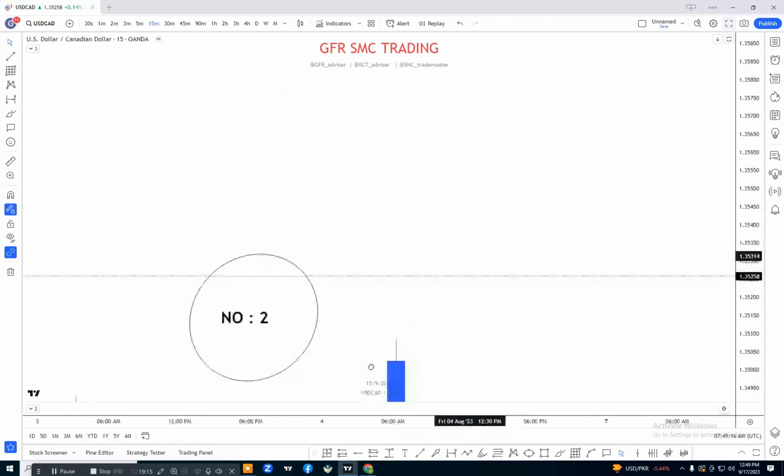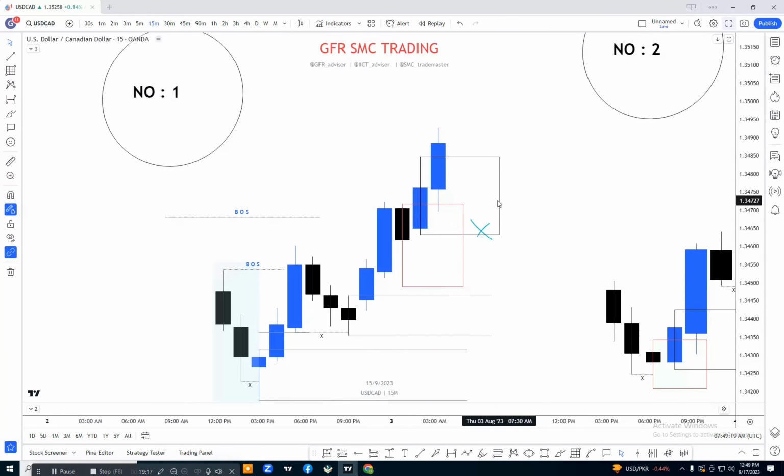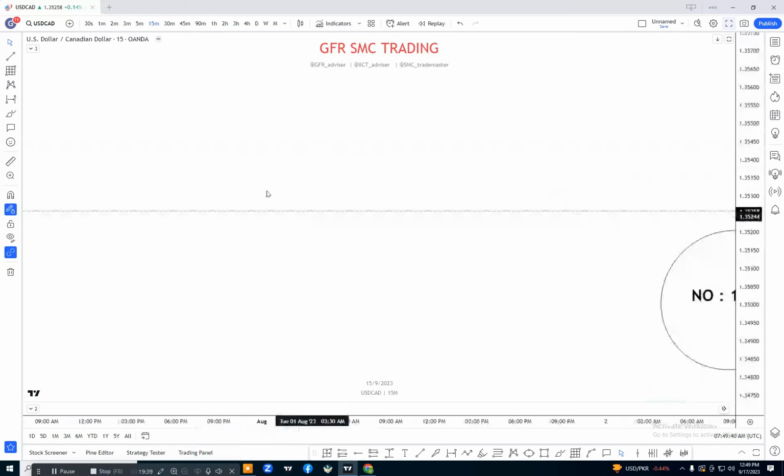Here, like this, which order block will be unmitigated? The order block which will not be mitigated by this third candle. This is an order block and it's not mitigated with this third candle, so that means this order block is unmitigated, so we can use it in future for buys. So that is the unmitigated order block quality.